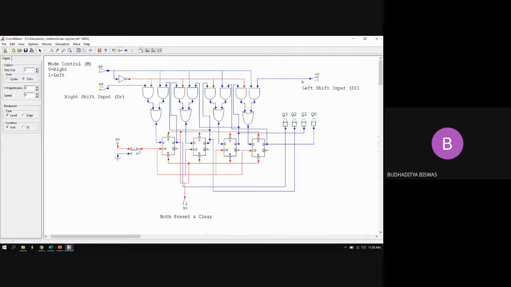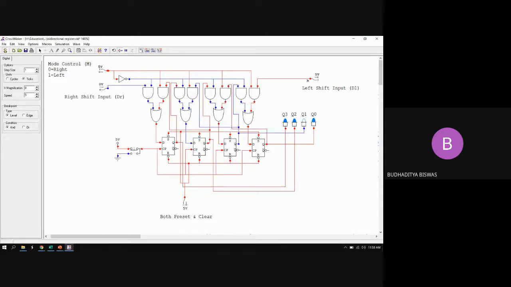Just check the left operation. Here I give a 1, and now the mode control should be connected to 1. On the occurrence of the clock pulse, you see the data which you want to store inside the register is stored inside the first flip-flop. Give another clock pulse, both the data are shifted, then 0. So 0 is entered inside this one. Another one, this one is shifted here.